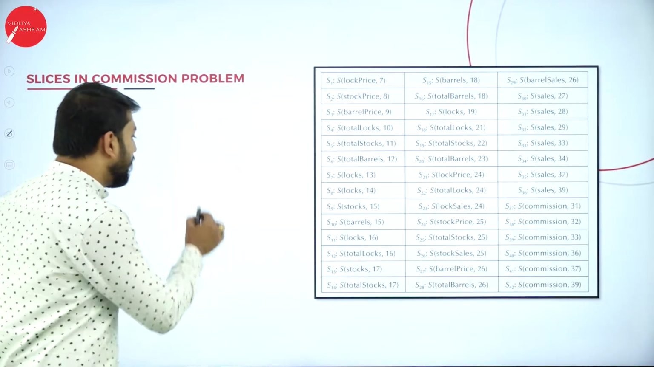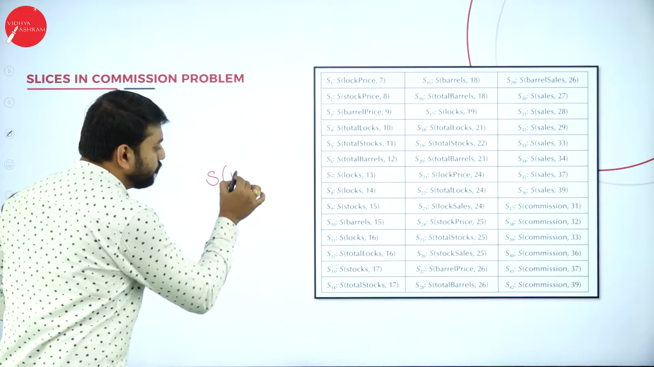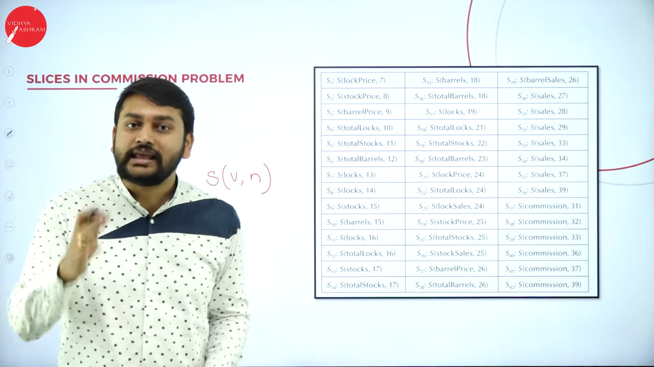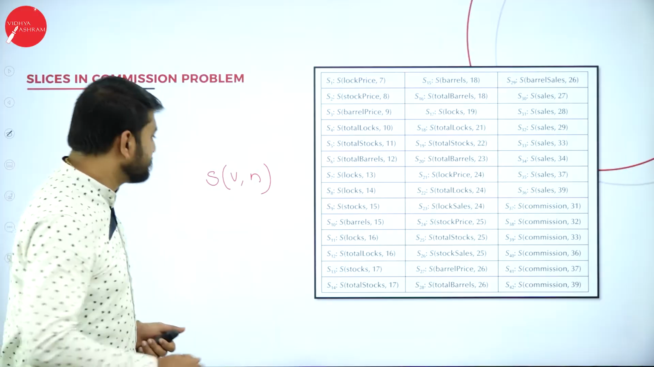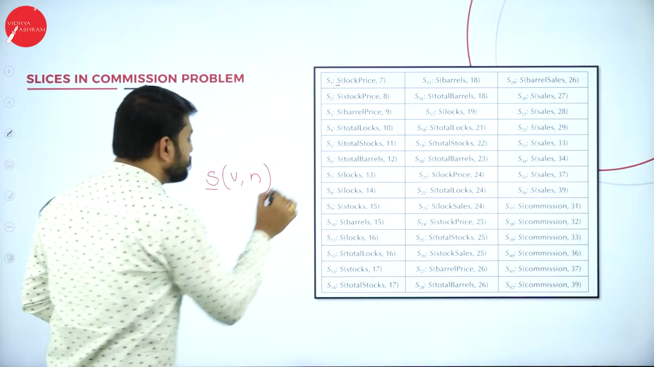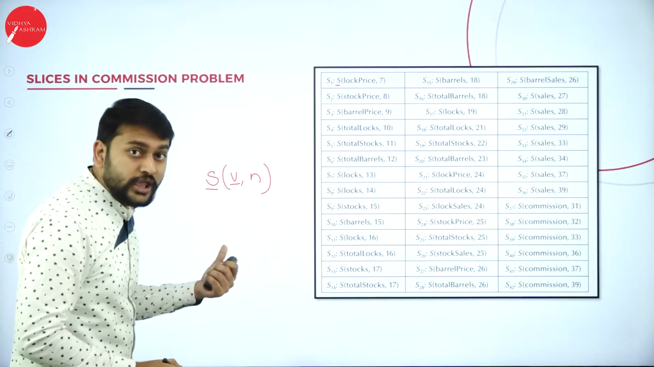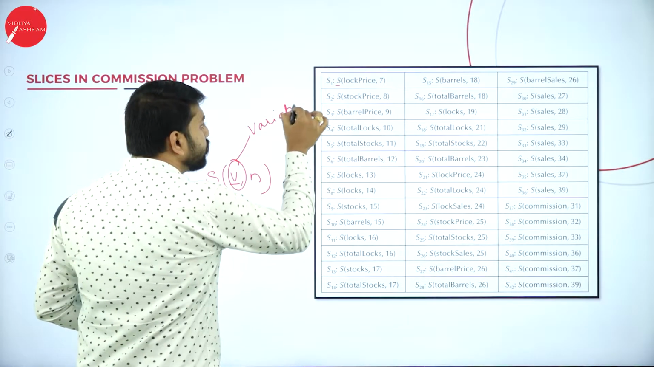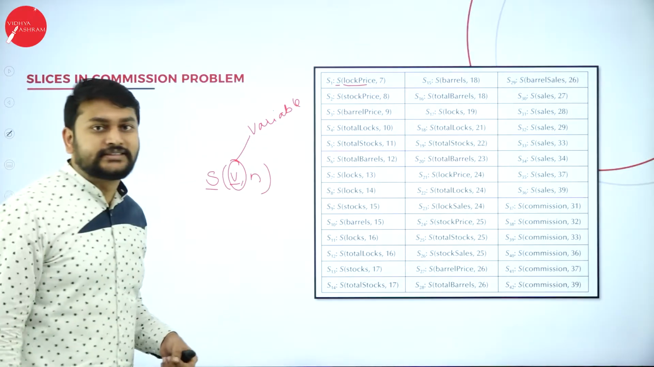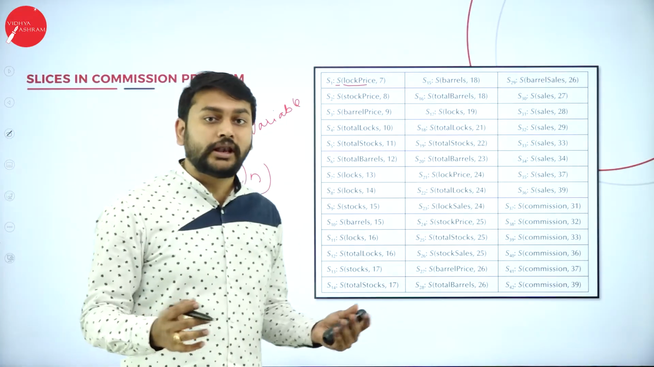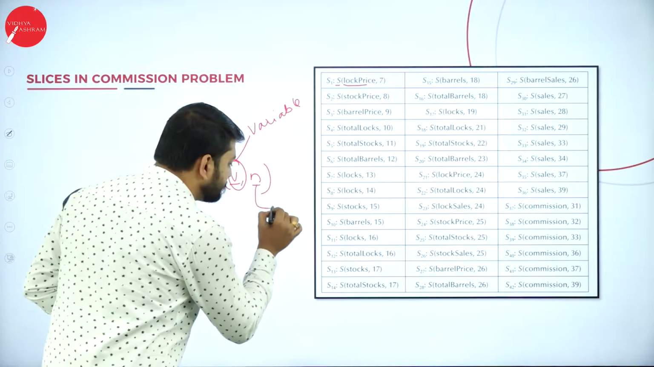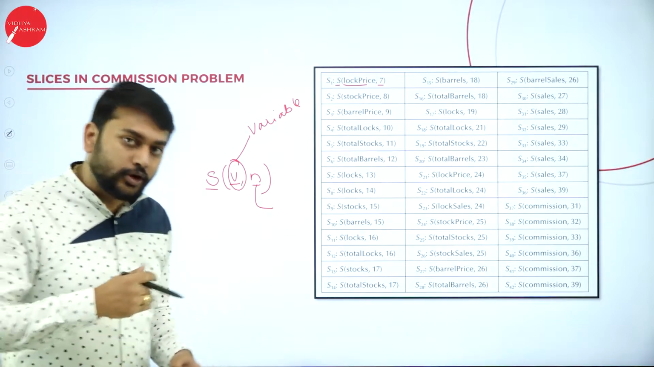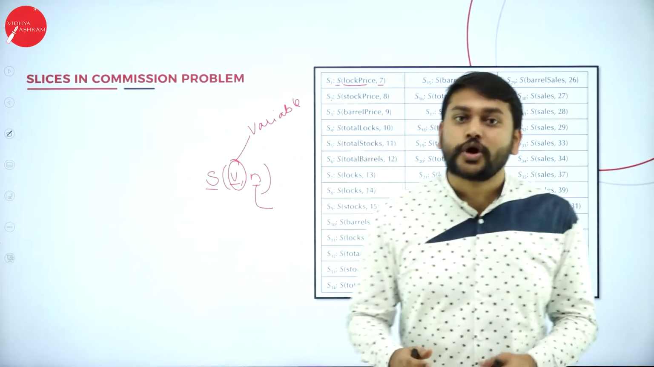Please understand and remember what I told you in the beginning slide: S of V, N. What exactly is S of V, N? It stands for slice. Here, is it N? No, it is V. What exactly is V? I have already told you it is a variable name. Please observe here: log price. Log price is a variable name. The next one is N. What is N? Please understand, it is a line number, or we can also treat it as a node number. That's what you need to remember.